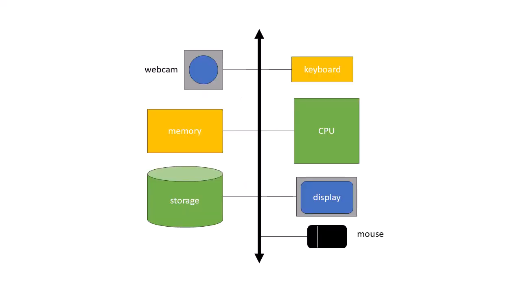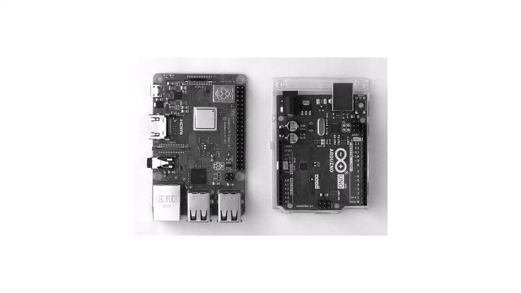Here is a block diagram of a typical laptop or desktop computer. It includes the CPU and memory. It includes several types of input and output devices. Storage provides long-term retention of both data and programs. The display allows the computer to draw and print things. And we have several other devices, including a keyboard, a mouse, and perhaps a webcam. Here are two simple computers. On the left, we have a Raspberry Pi. On the right, we have an Arduino.